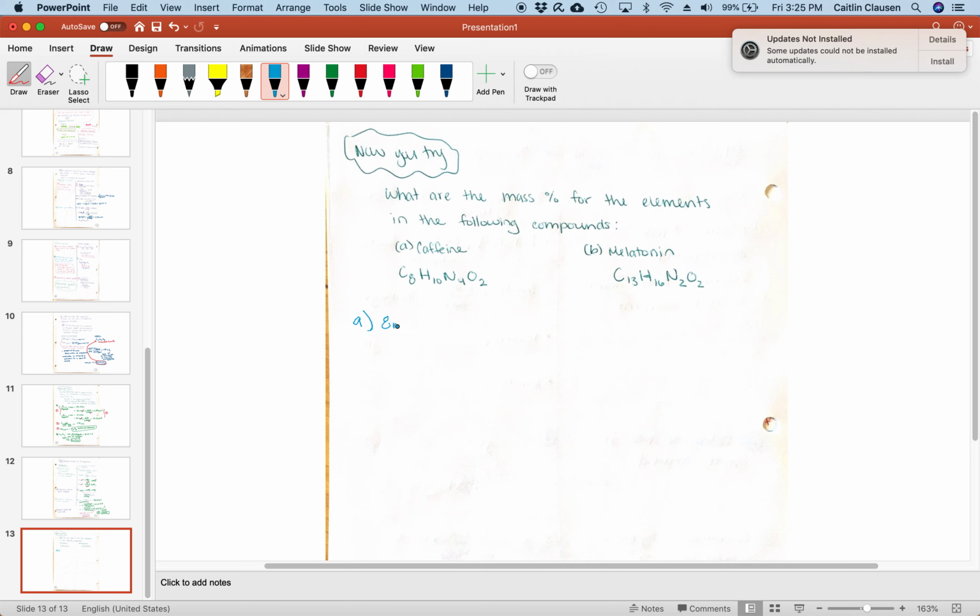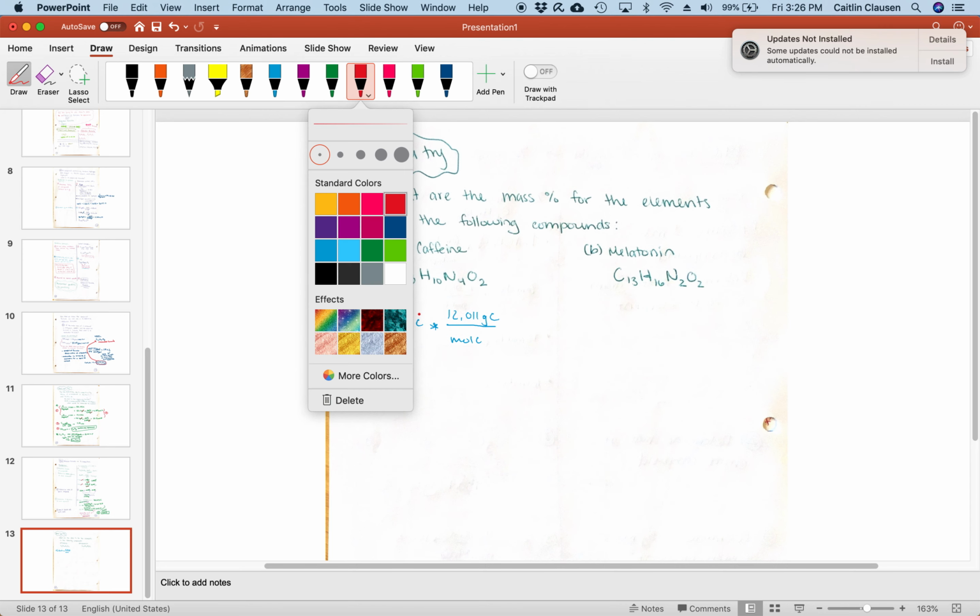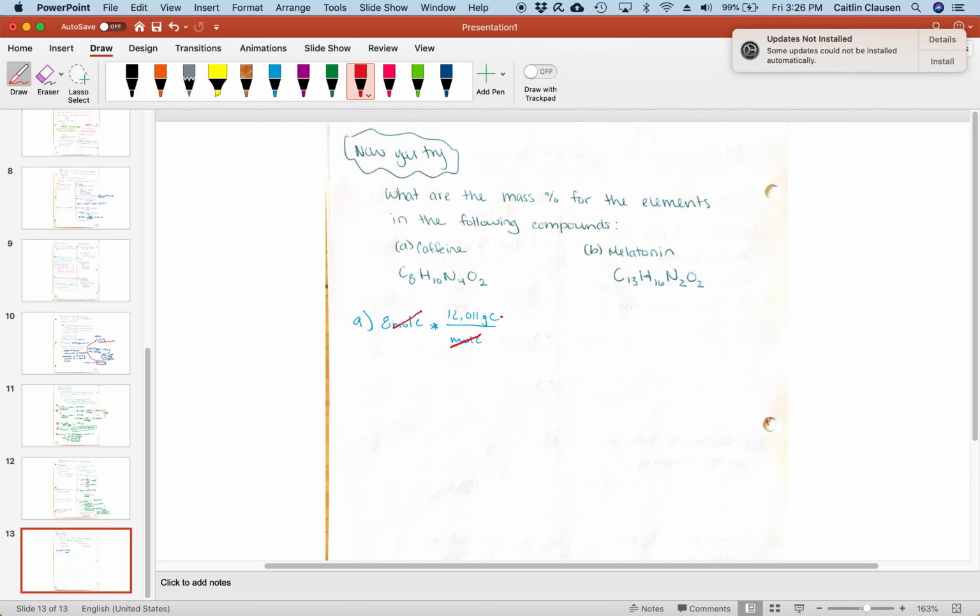So I have 8 moles of carbon from the empirical formula. I need to convert that from moles to grams of carbon. And I'll say the steps, but I'm gonna write them out in a line. So if I convert moles of carbon into grams, I need the molar mass. Cross out my units, that's going to give me grams of carbon.